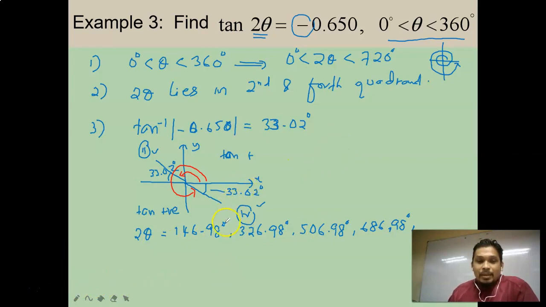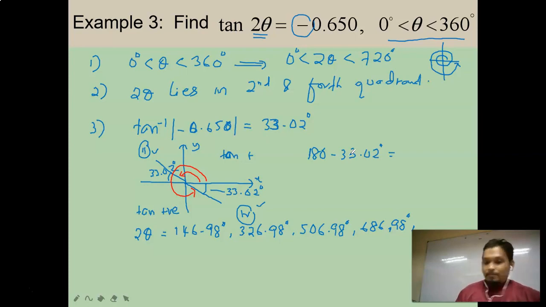Now the first angle, 146.98, is 180 degrees minus 33.02. 180 minus 33.02 equals, so you may just refer to your calculator. So 180 minus 33.02, I get here 146.98.